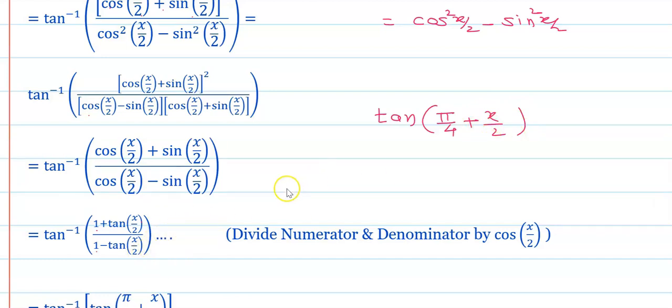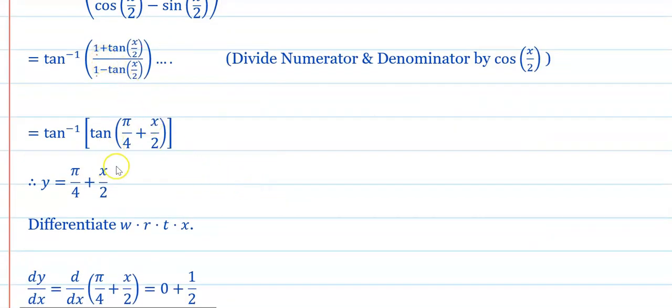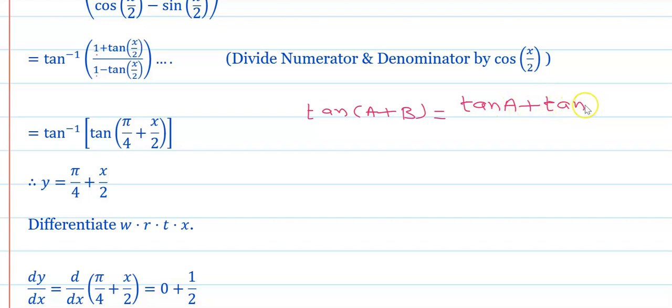This is the expansion of tan of pi by 4 plus x by 2. If we expand this, what is the tan of a plus b? If I write the formula, tan of a plus b is equal to tan a plus tan b upon 1 minus tan a into tan b.